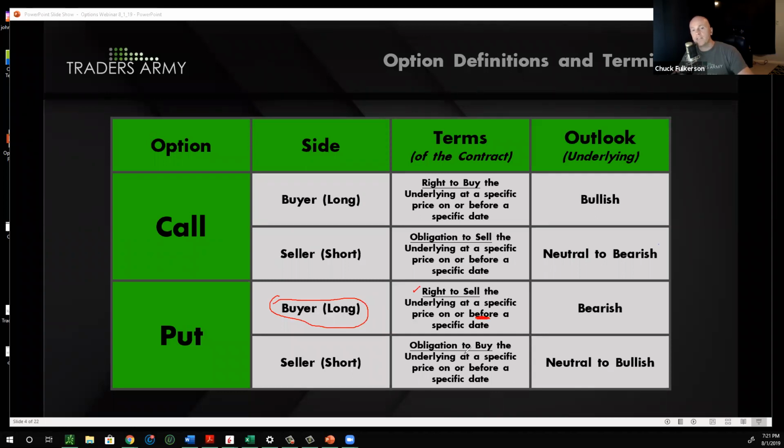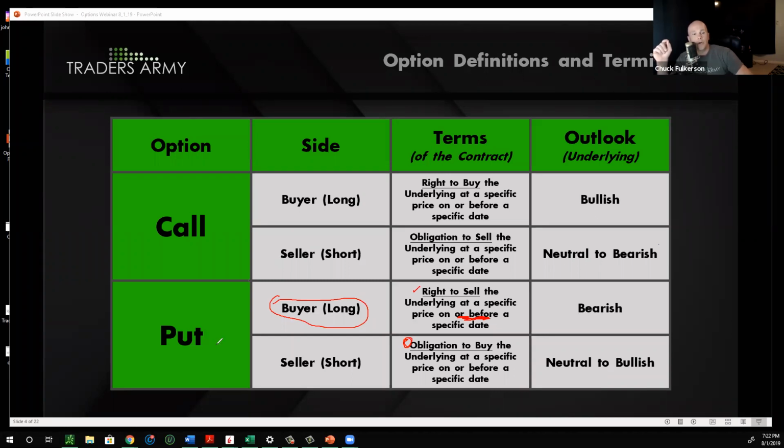Now, this is specifically what's called an American style option. In an American style option, they can do it on or before a specific date. In a European style option, they do it on a specific date. That is something that is different between American style and European style options. So the buyer has the right to sell. The seller has the obligation to buy the stock at a specific price on or before a specific date.